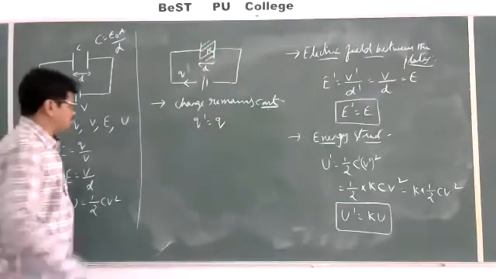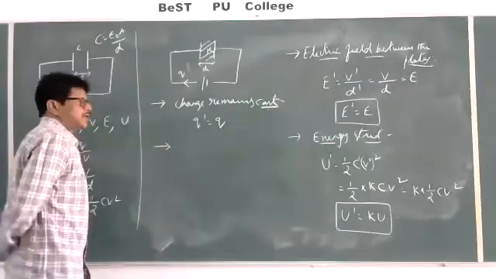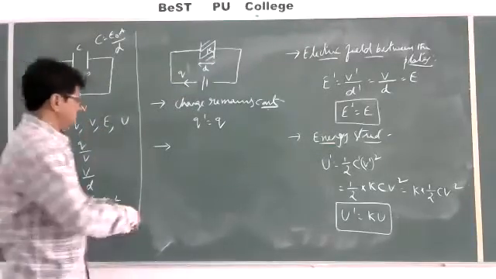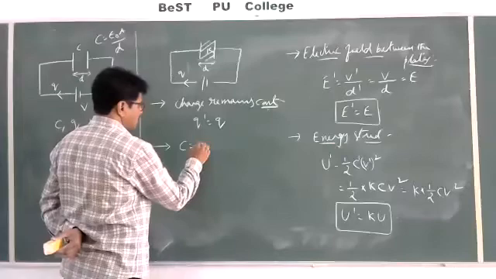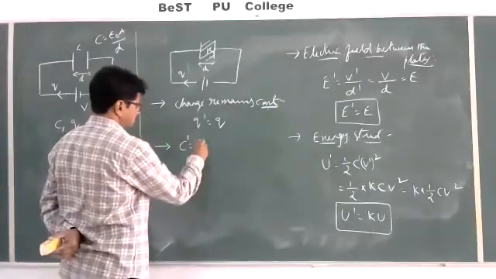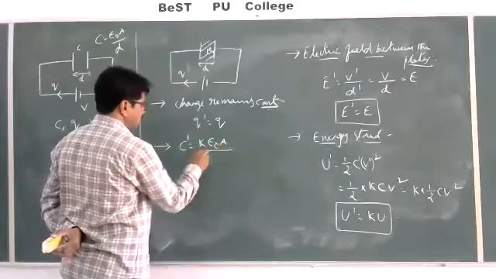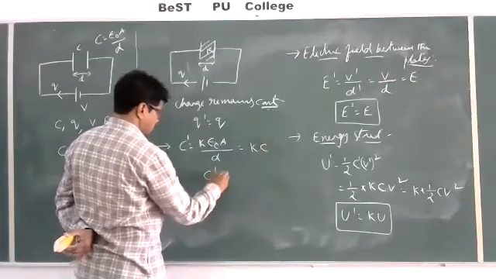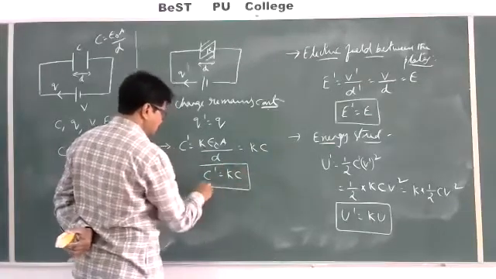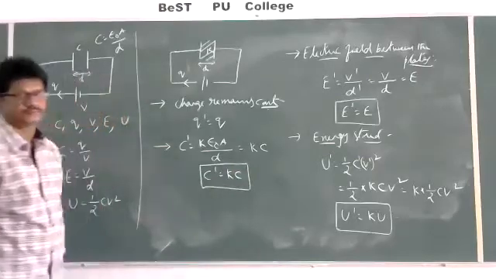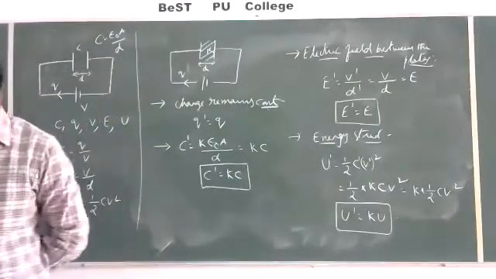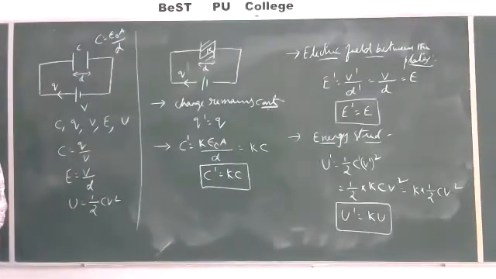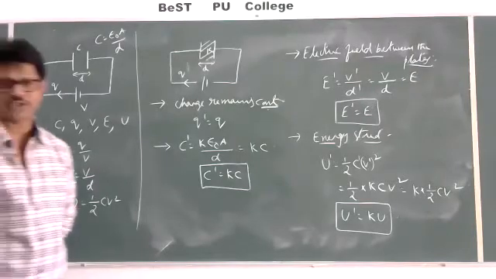What happens to the capacitance? C is equal to epsilon naught A by D. C dash is equal to K epsilon naught A by D, which is equal to Kc. So capacitance increases to K times.